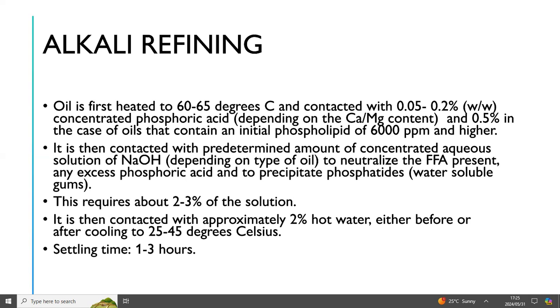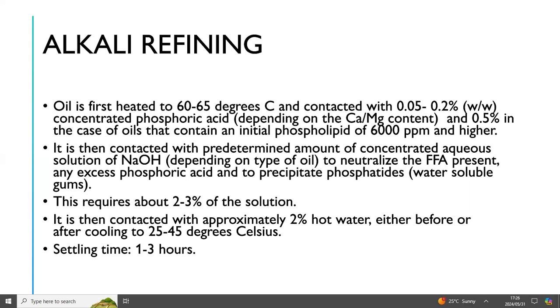retention time, it is then conducted with a predetermined amount of concentrated aqueous solution of sodium hydroxide, depending on the type of oil, to neutralize the free fatty acid present, also to neutralize any excess phosphoric acid and to precipitate phosphates and water-soluble gums. So this will require about 2 to 3% of your alkali solution. So after you put your acid, agitate for a certain period of time, you add your sodium hydroxide, continue agitating for a certain period of time, say 1 hour, all right.